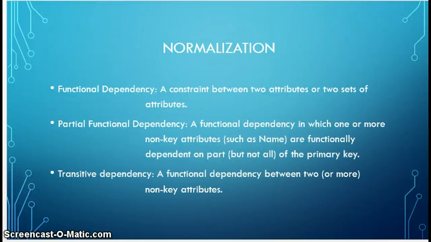Also here we have the normalization, in which a functional dependency is a constraint between 2 attributes or 2 sets of attributes. We also have partial functional dependency, which is a functional dependency in which one or more non-key attributes, such as name, are functionally dependent on part but not all of the primary key. Lastly, we have transitive dependency. It's a functional dependency between 2 or more non-key attributes. I will have an explanation of this later on.